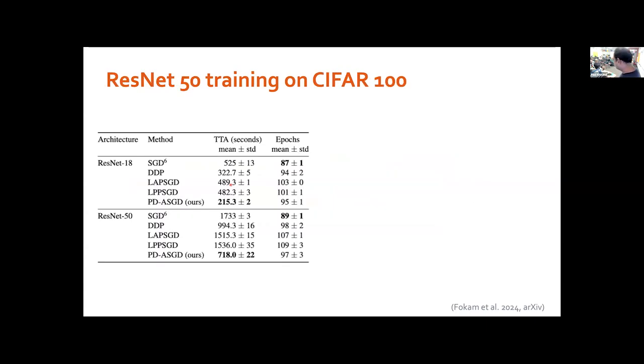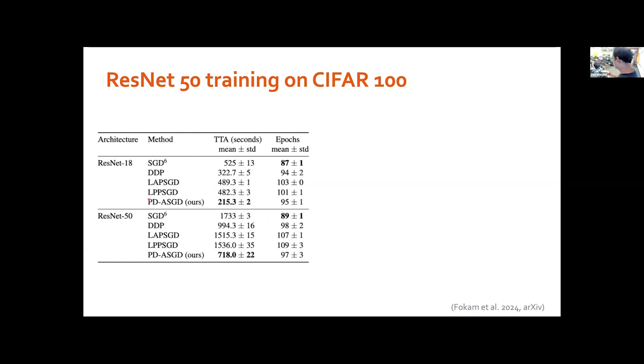And what is interesting is this actually works extremely well, especially if you look at wall clock time for training. We mostly tested this on feed-forward networks, ResNet 18 and 50 for CIFAR 100. In this table, this is time to accuracy. So we have a certain accuracy that we wanted to reach, and then we look at how much time it takes to reach the accuracy, and the number of epochs that it takes to reach it.